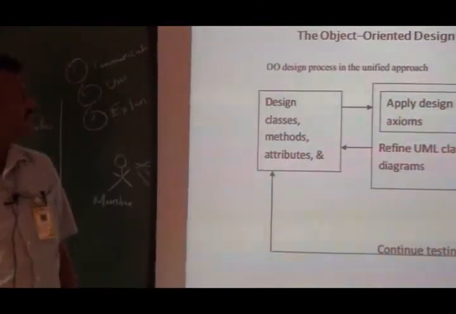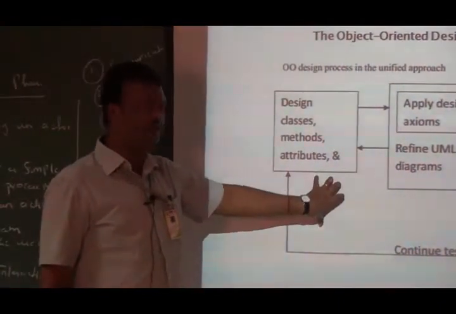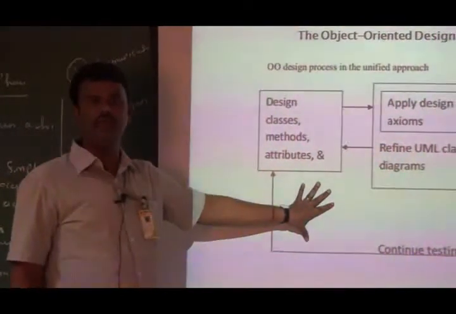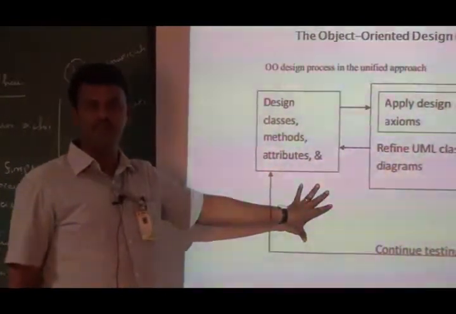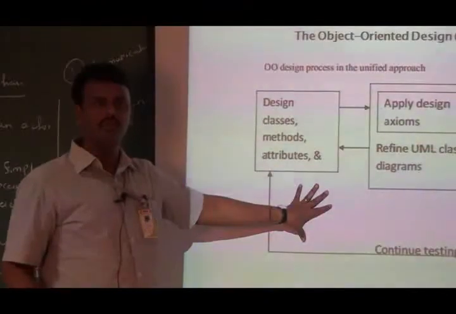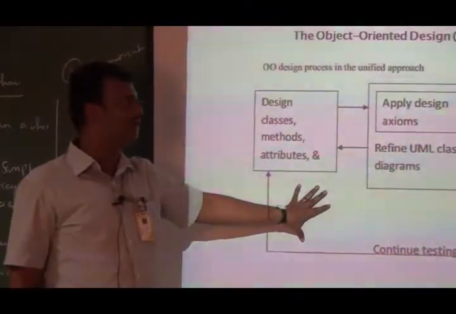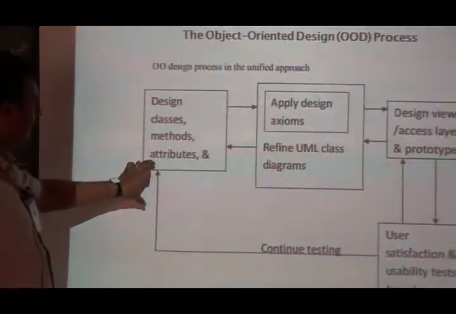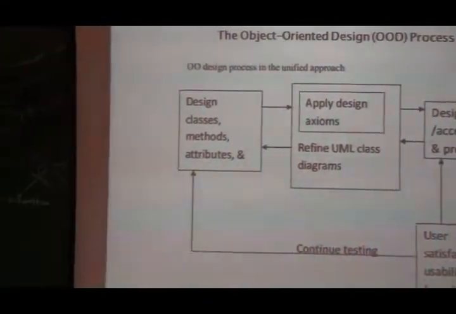In the object oriented design process, we are going to apply the design axioms, that is the independence axiom and the information axiom. What do we mean by the independence axiom? We are going to maintain the independence of the components. Information axiom: we are going to minimize the information content of the design. After applying the design axioms, we are going to design the classes, methods, and attributes identified during the analysis phase.